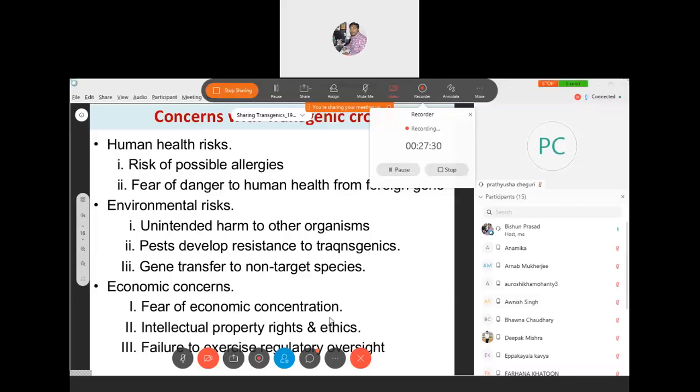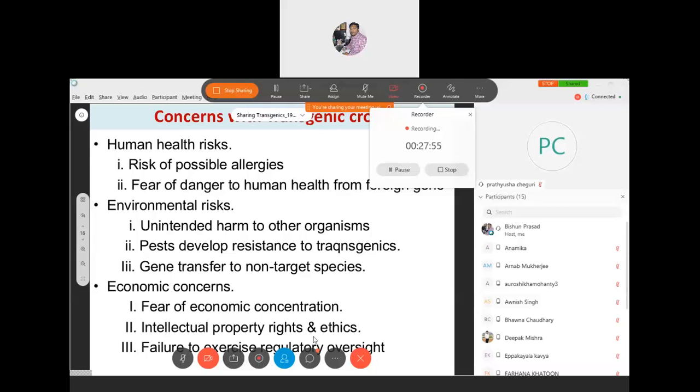So for this purpose, our universities or public funded institutes can come forward. They can make their own transgenic plants. And if universities, state universities, or public and private companies make the transgenic plants, then there will be a healthy competition, and we can reduce the economic concentration.